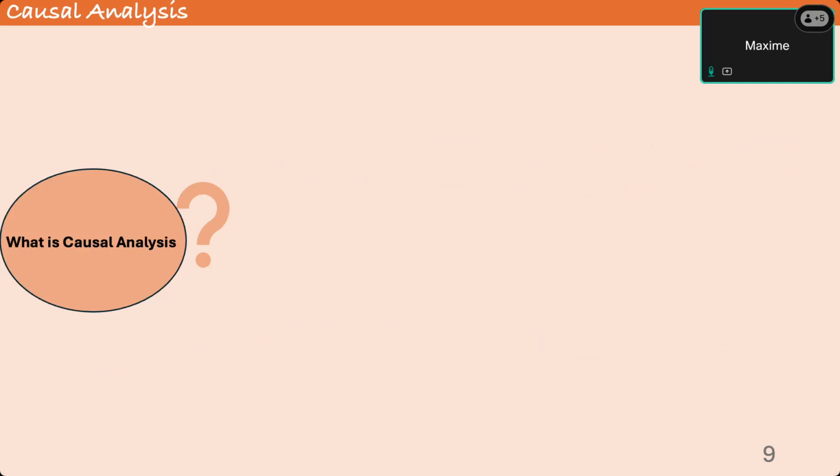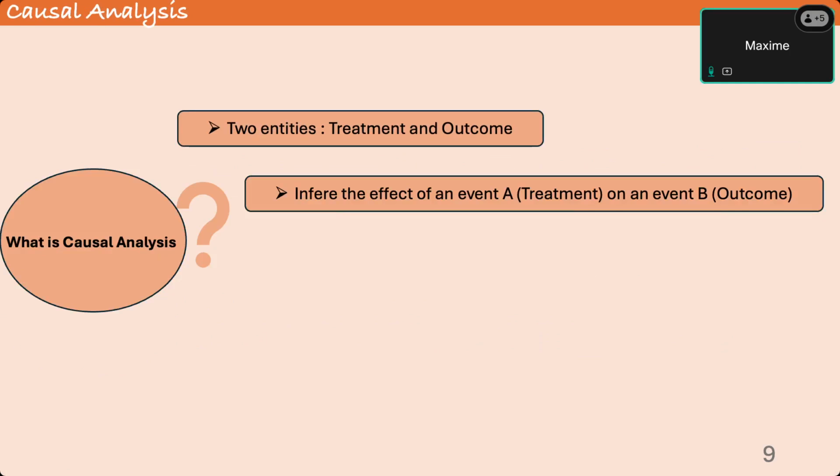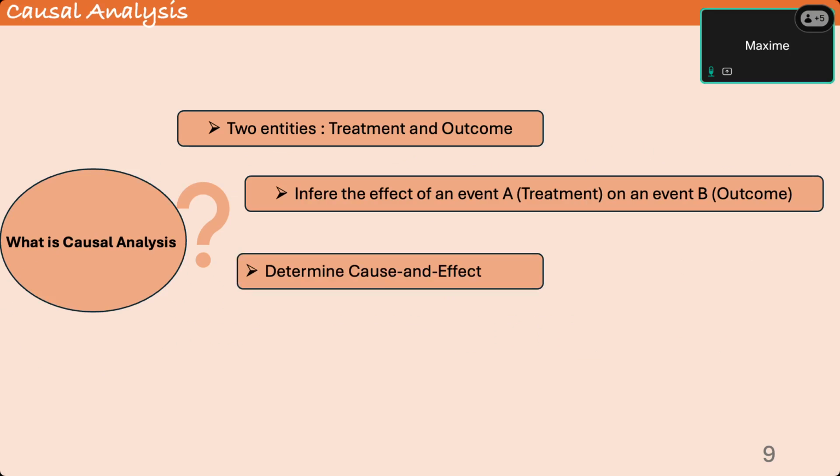Then we move on to the causal analysis task. But what actually is causal analysis? First, in causal analysis, we have 2 entities that come into play: the treatment and the outcome. The task is to know what the effect of that treatment, which we call event A, is on an event B. We want to quantify this cause and effect that the treatment has on the outcome.